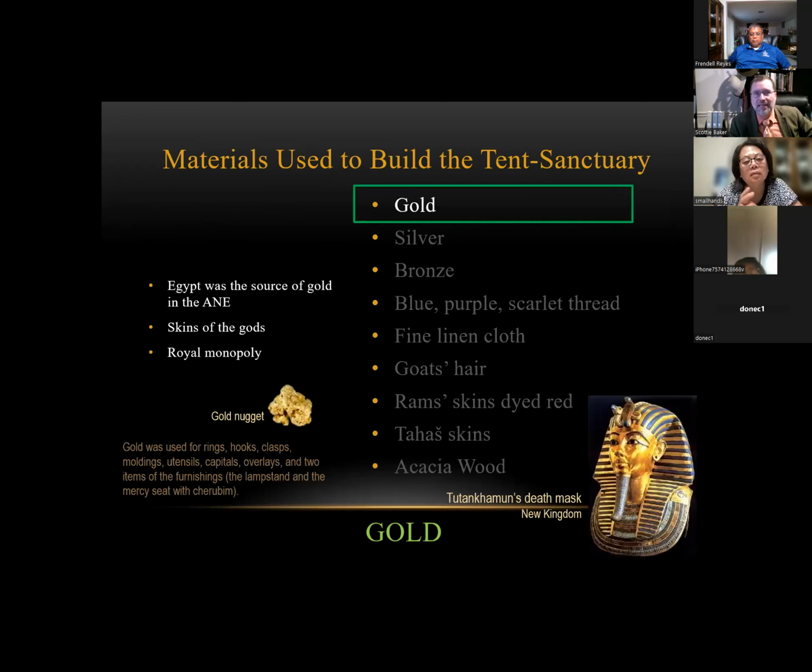The trumpets are actually made out of silver, but we'll do gold first. Gold was, of course, obviously common in ancient Egypt. But there's something I want you to understand about gold. Gold was a monopoly of royalty. Common people, nobles, could not own gold unless the king gave it to them. Gold was considered to be the skin of the gods, and it was used for everything.